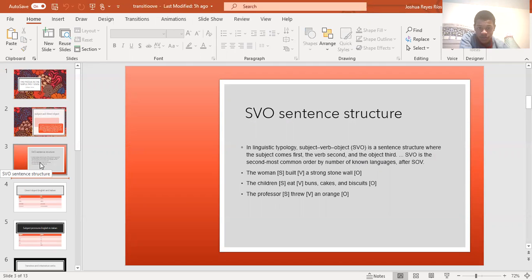SVO sentence structure. In linguistic typology, subject, verb, object, or SVO for short, is a sentence structure where the subject comes first, the verb second, and the object third. SVO is the second most common order by number of known languages after SOV, subject object verb.